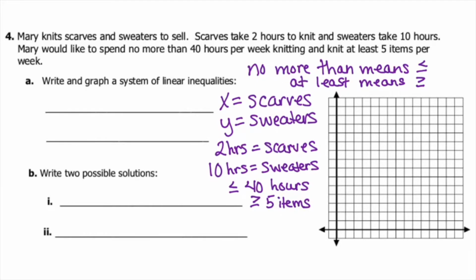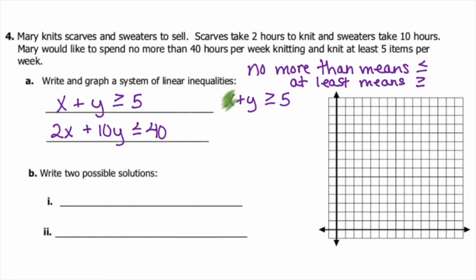All right, so now we take this information and make our 2 equations. So we have x plus y is greater than or equal to 5, because she can make x amount of scarves and y amount of sweaters, but it has to be greater than or equal to 5 because it says at least. And then 2 hours are going to go with scarves, and 10 hours are going to go with sweaters, so 2x plus 10y, and it's less than or equal to 40. And I got all of that because we already made our key in the middle.